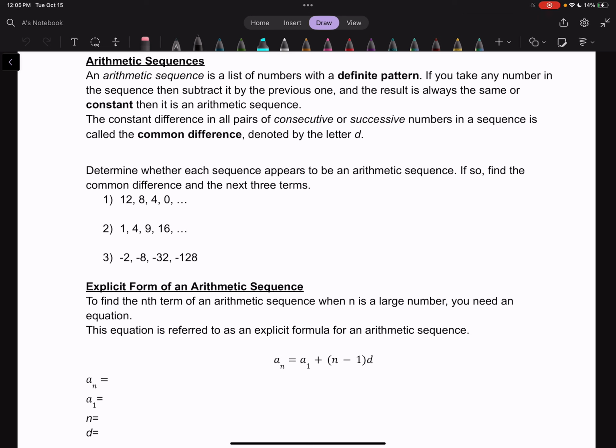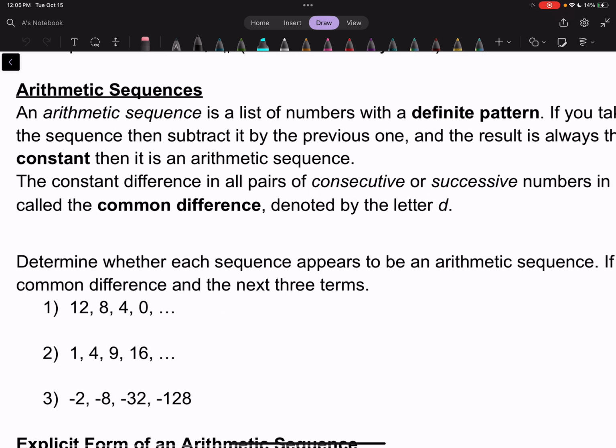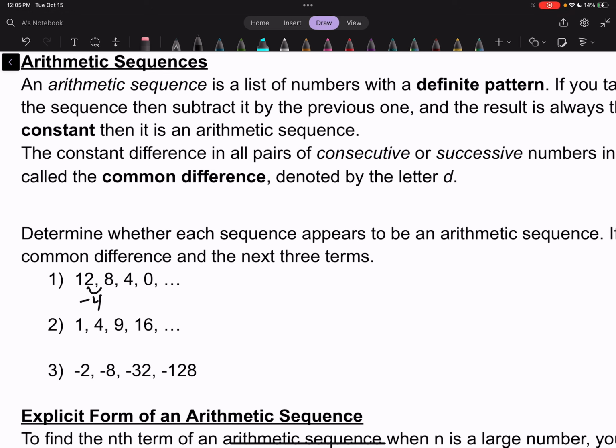So here are three examples. We are going to determine if we have a common difference between each of these sets of numbers. If so, then yes, it is an arithmetic sequence. From 12 to 8, that is going down by 4 units. From 8 to 4 is down by 4 units. 4 to 0 is also down by 4 units. Therefore, this is an arithmetic sequence, and it has a common difference of -4.